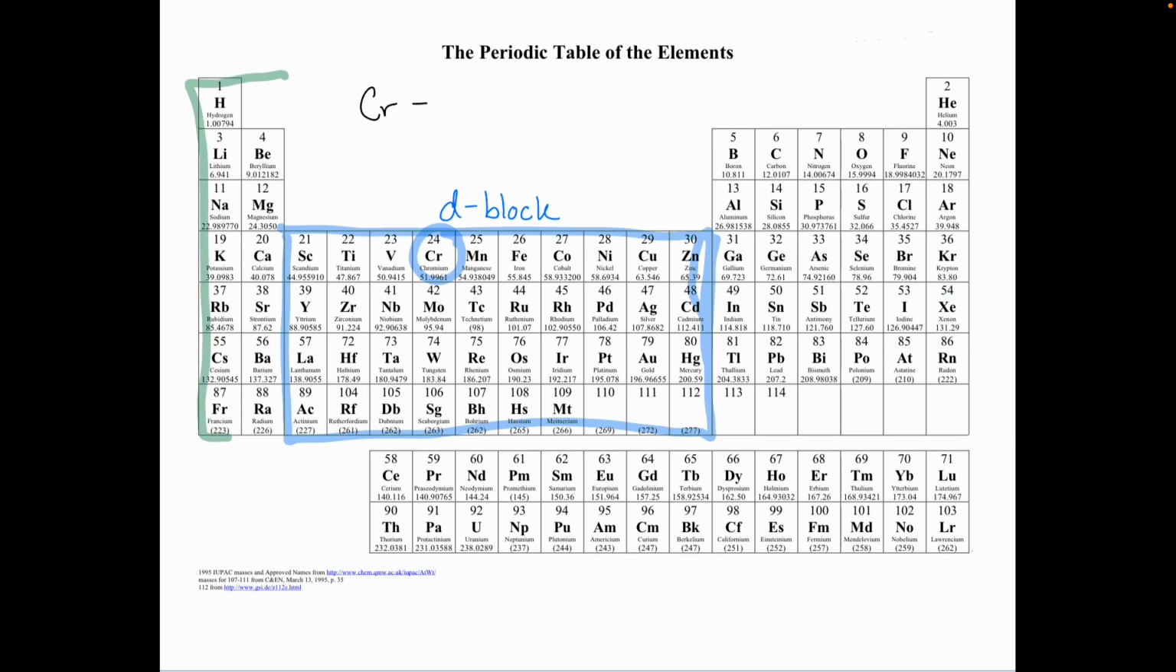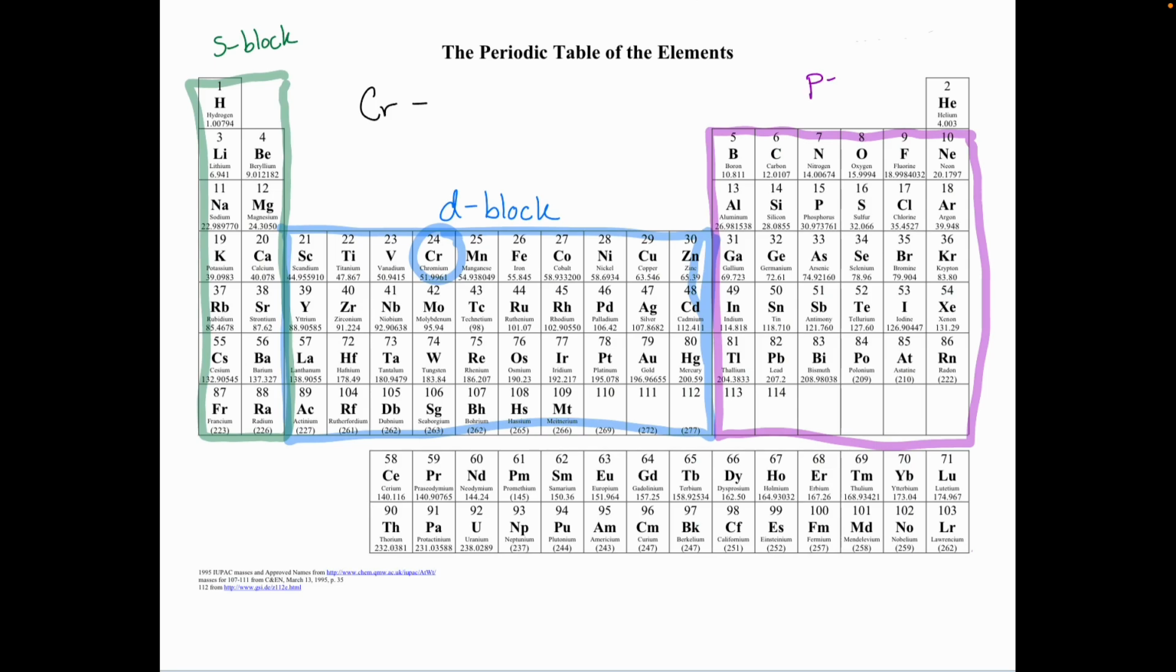Over here, this is the S block. And then all the way on the other side, this one over here, the P block. And then this one down here, which we really don't have to worry about because we're not going to be dealing with anything big and huge like that. This is the F block. Well, I'll make you a deal. We don't have to deal with the F block.